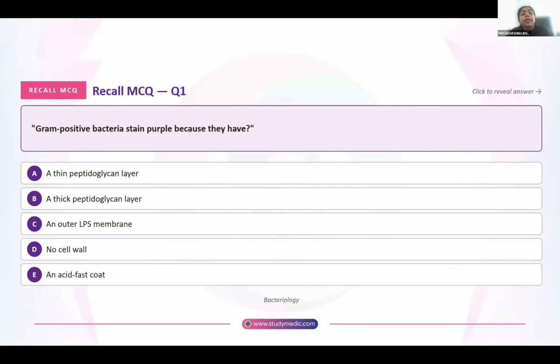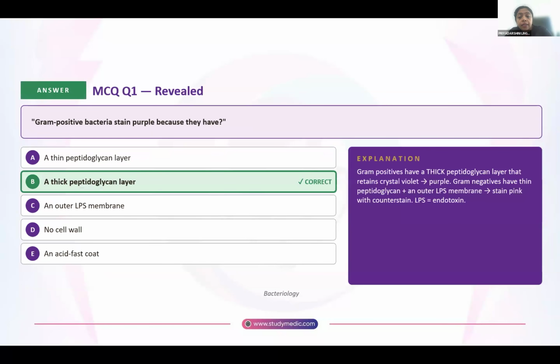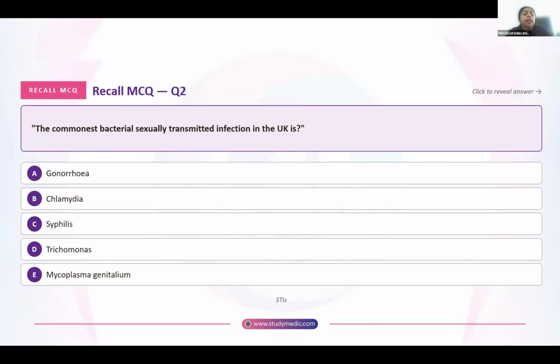Going on to the first one, gram-positive bacteria stain purple. And why do they stain purple? Let us look into the options. It is because of a thin peptidoglycan, a thick peptidoglycan, and outer LPS, no cell wall, or whether it is having an acid-fast coat. Now, the answer for this is going to be a thick peptidoglycan layer, and this is the reason it is going to stain purple. Gram negative have a thin peptidoglycan, but they have a superadded outer LPS membrane which is going to stain them pink in color.